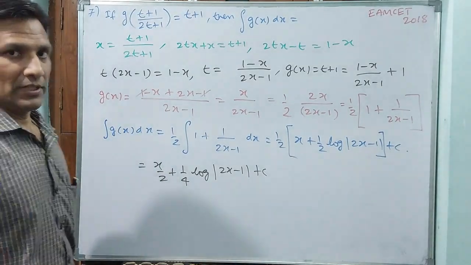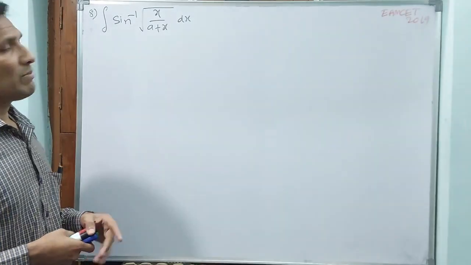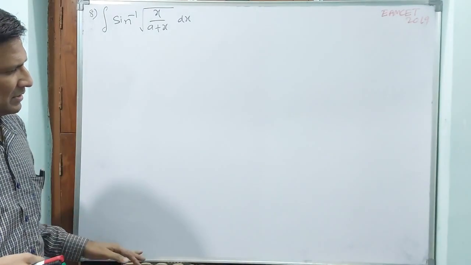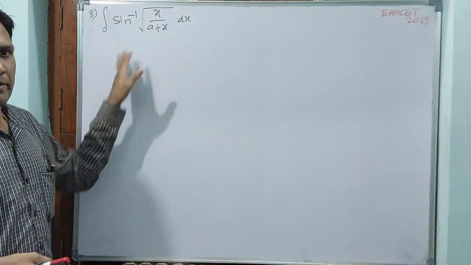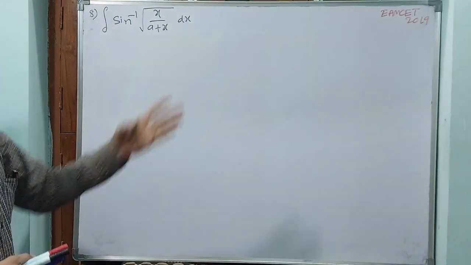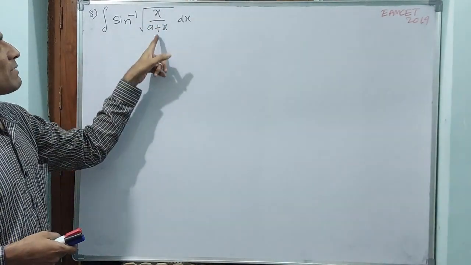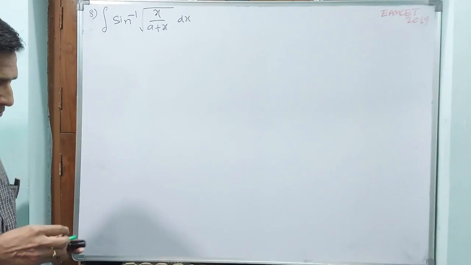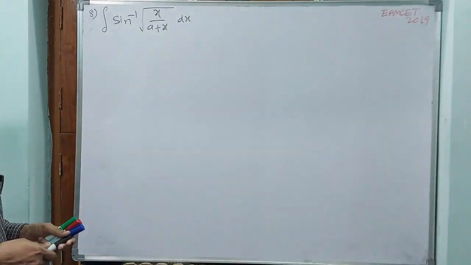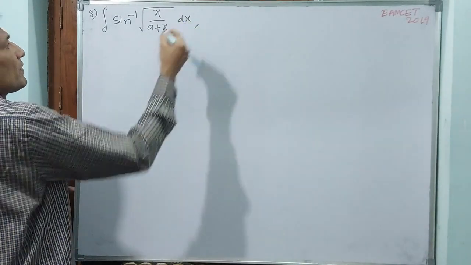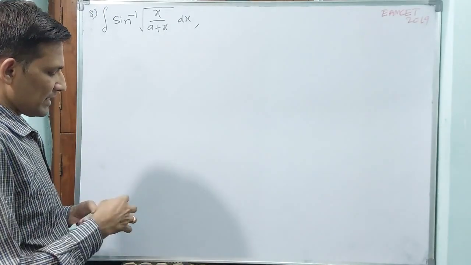Let us go for the next question. Okay, see question number 8, a little bit bigger question it is. If not enough, we will rub and do it a second time. EAMCET 2019 question. See, integral of sine inverse of square root of x by a plus x dx is equal to how much, they are asking. You see, I am putting some comma. Okay, see what I want to take.